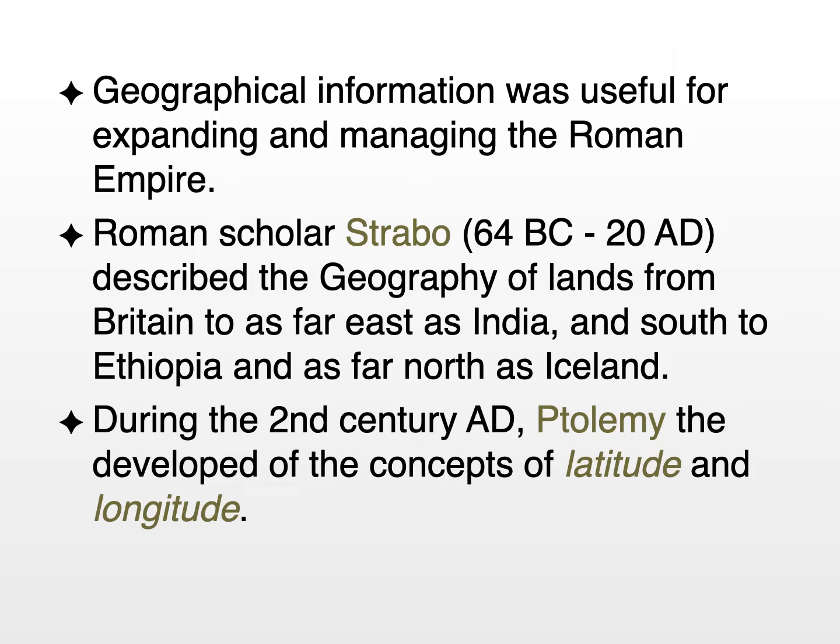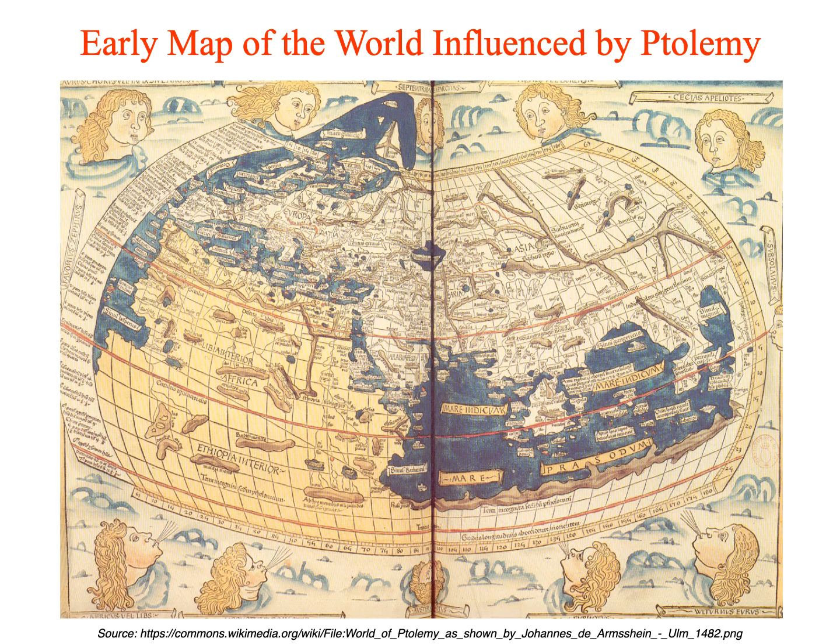Roman scholar Ptolemy, in the 2nd century AD, developed the concepts of latitude and longitude. Here we can see an early map of the world influenced by Ptolemy. Superimposed on this map are these latitude and longitude lines. On the map we can see Ethiopia, India, and most of Europe.